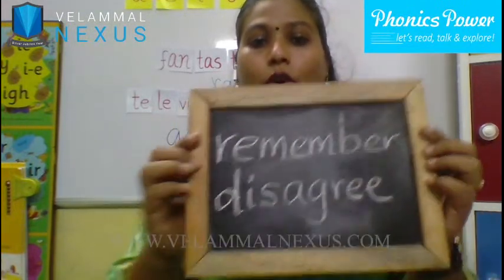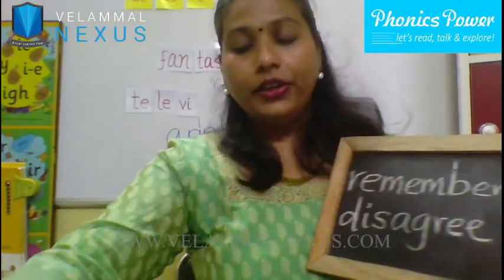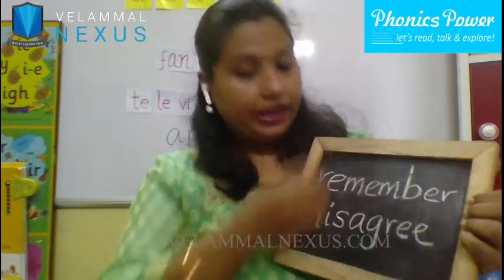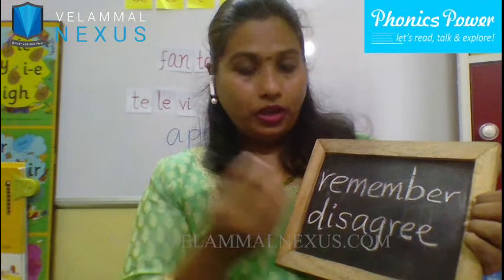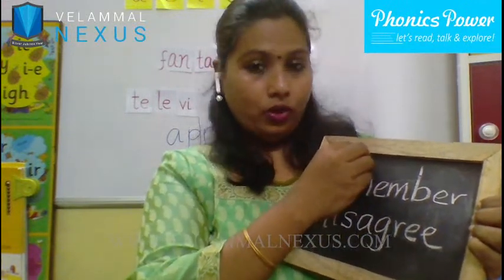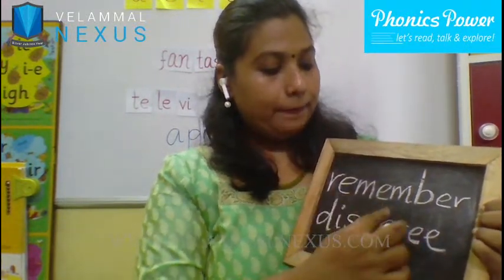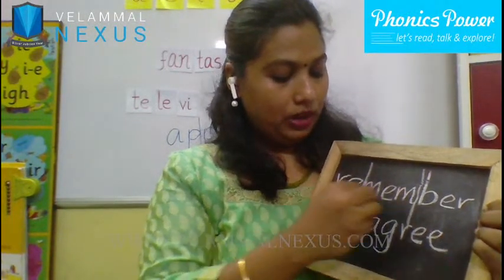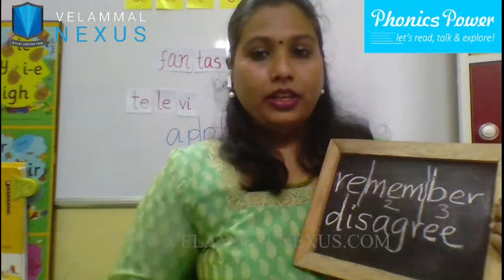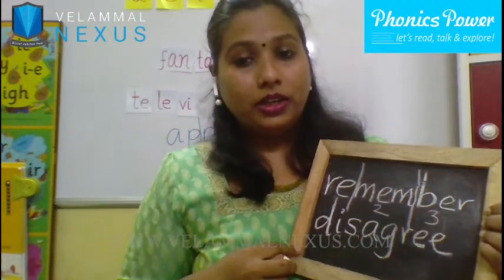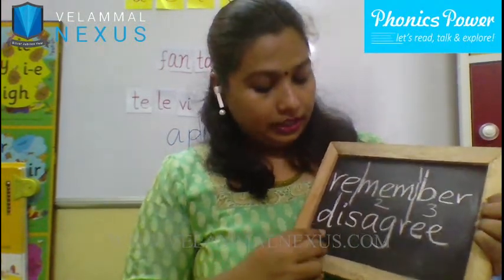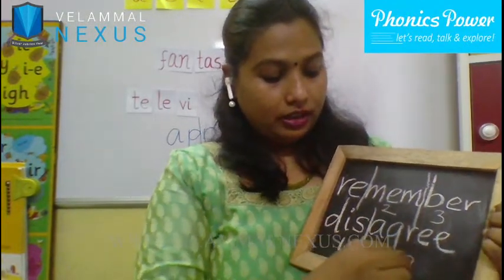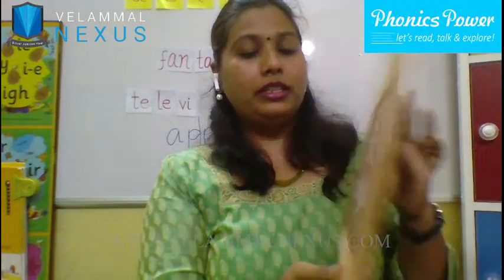And I have some long words here. You can also give them long words and ask them to syllabicate by breaking the word with your pencil or your chalk. So remember. How many syllables? One, two, and three. So there are three syllables in the word remember. The next word is disagree. So there are two syllables in the word disagree.